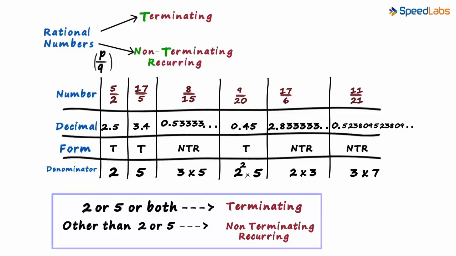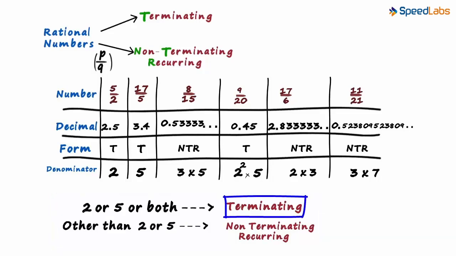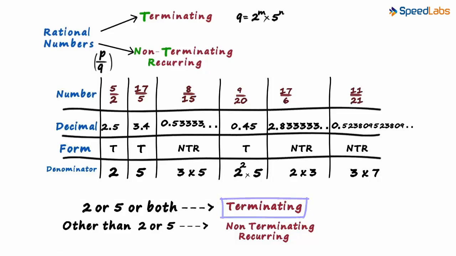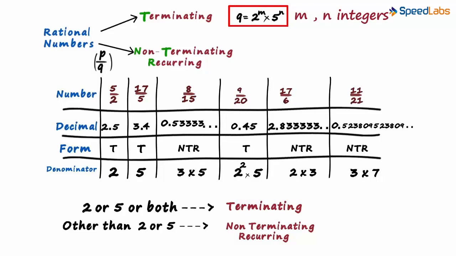Have you noticed how simple it is to know if the decimal is terminating or non-terminating recurring? All we have to do is write the denominators in terms of their prime factors and apply these rules. Let's generalize these 2 rules. If the number is in the form p by q, then all we need to do is reduce q to its prime factors. For terminating decimals, q will be of the form 2 raised to m multiplied by 5 raised to n, where m and n are integers. It simply means that the prime factors will be either 2 or 5 or both.